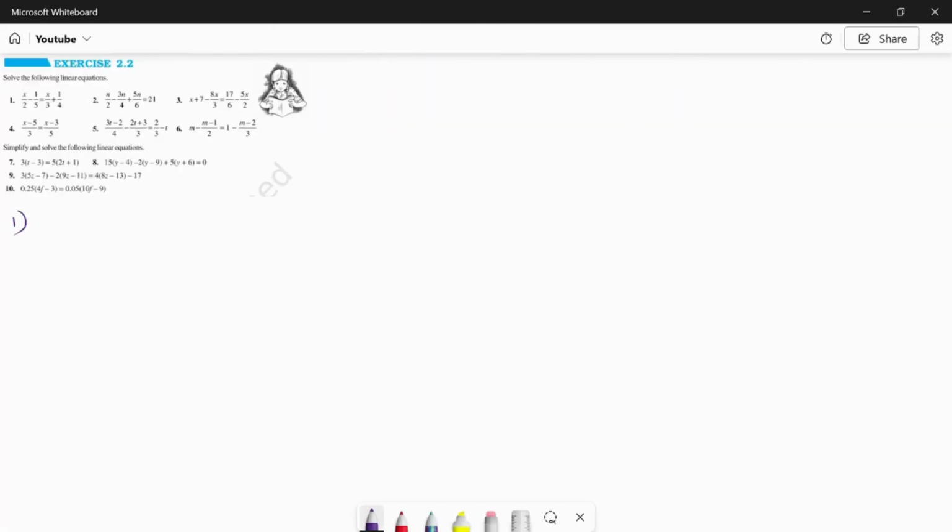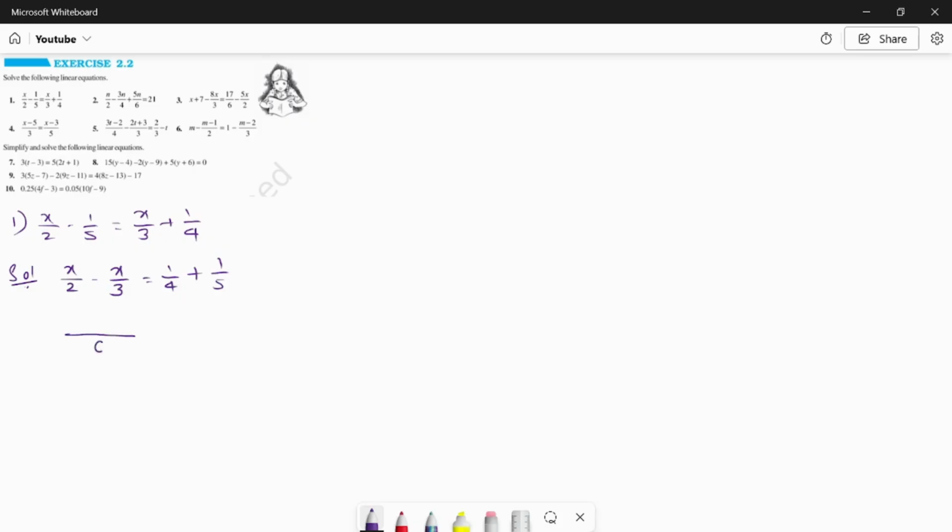Now let's start with the first question. x/2 - 1/5 = x/3 + 1/4. As we know, we have to bring variables to one side and constants to the other. x/2 - x/3 = 1/4 + 1/5.